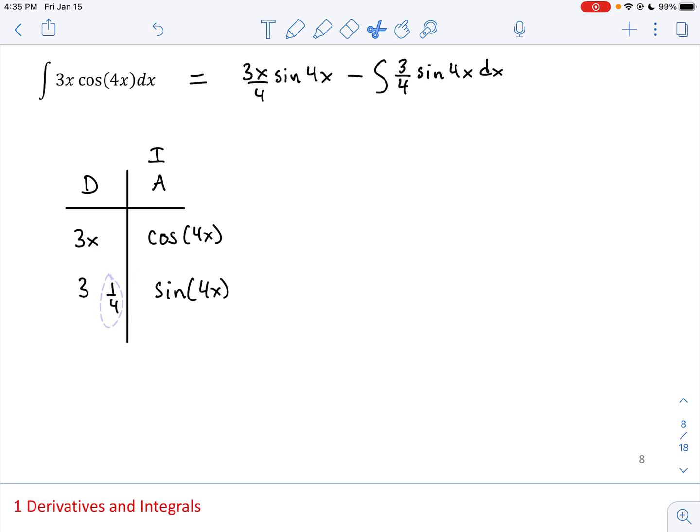You're safe to move that 1/4 over here if you want and say 3/4, but you can also just leave it here. It doesn't matter where that constant goes. But if I do one more row, the derivative of 3 is 0, and the antiderivative of 1/4 sine 4x will be divided by another 4, so 1/16, and we'll have a negative cosine of 4x.